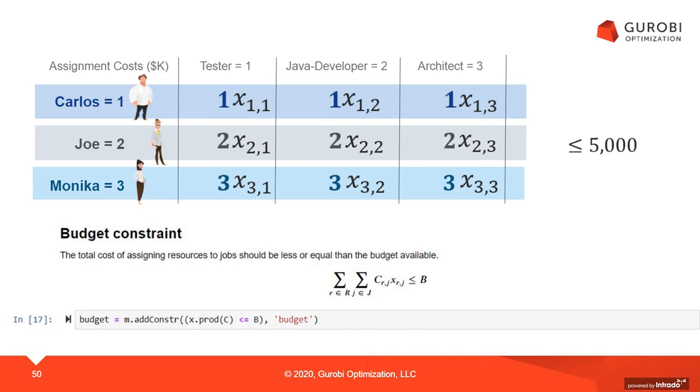And now, to define the budget constraint, we just have one constraint. So instead of using addConstrs, we use addConstr in the singular, because we are defining one constraint only. For this purpose, we want to take the summation of all the terms that we have in this table here, and we can use the prod method to do that. The prod method will take the summation of all these terms in this table, and this should be less than or equal to the budget that we are going to call B.